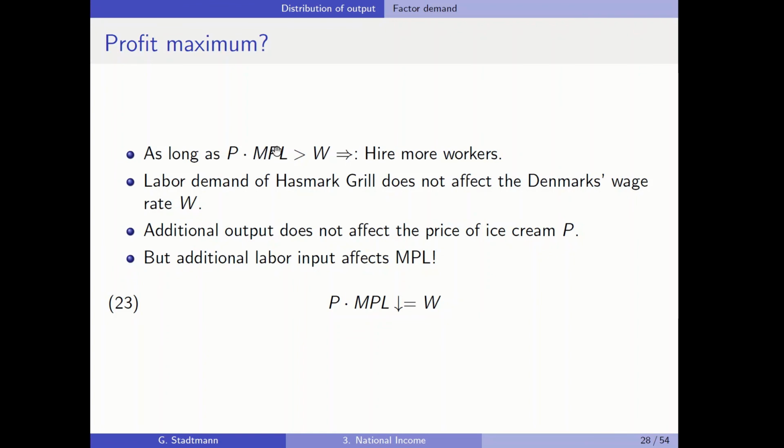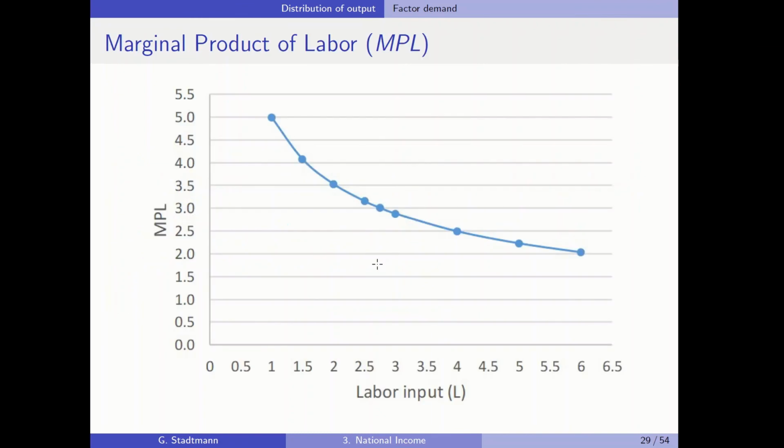So he's thinking about what is the output of one additional labor unit. The manager knows from his experience how this component looks like, and he definitely knows how this and that component looks like. And I'm 100% sure that even the manager of Hasmark Grill is performing this kind of calculations. So where do we stand now in our graph? Let's have a look.